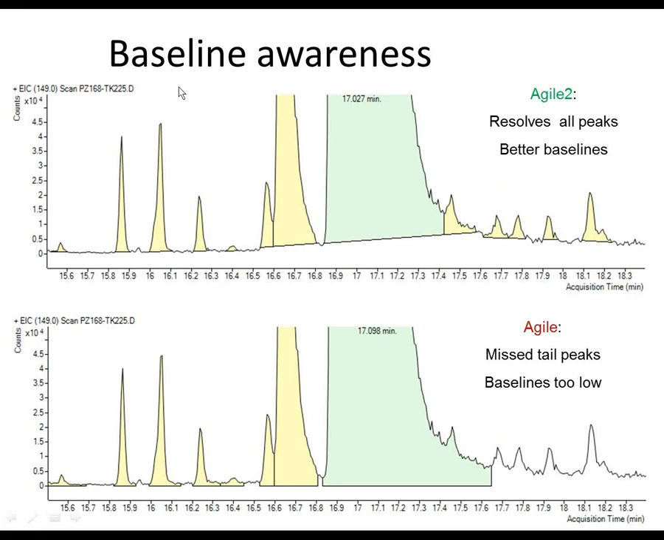So another case of baseline awareness, you can see with Agile2 on the top here that it follows this baseline up here and finds the peak shoulder as well as other small peaks next to this large peak, whereas Agile was not as sensitive to the local baseline and might have missed those.